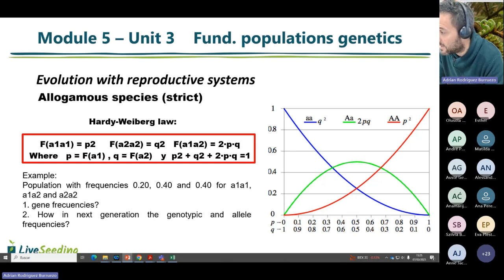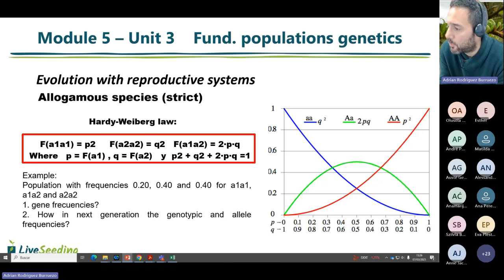Somebody could tell me which would be in this population the gene frequency or the frequency of the allele A1 and the allele A2? Roberto, are you brave again? Someone? Well, I'll do it very fast.